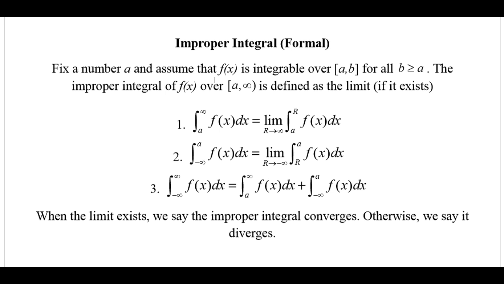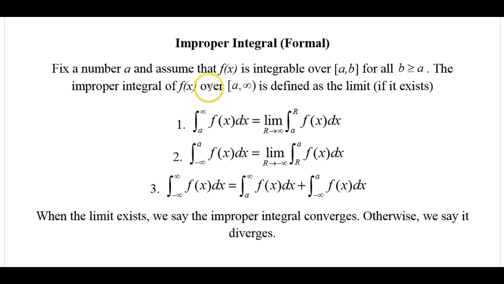We just had an informal discussion about an improper integral, but now we need to formally define it. To formally define it, we need to fix a number a and assume that f of x is integrable over the interval from a to b for all numbers b that are greater than or equal to a. In other words, we can find the integral from a to b for all real numbers b that are bigger than a.